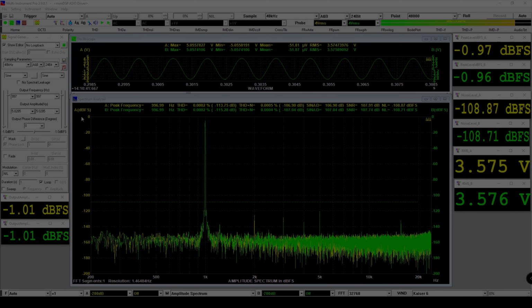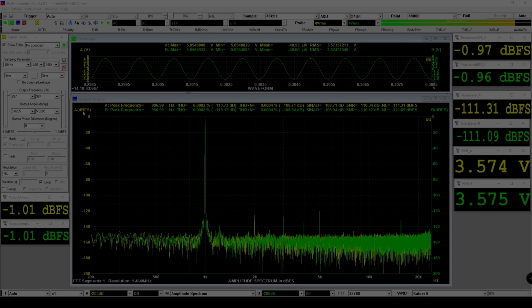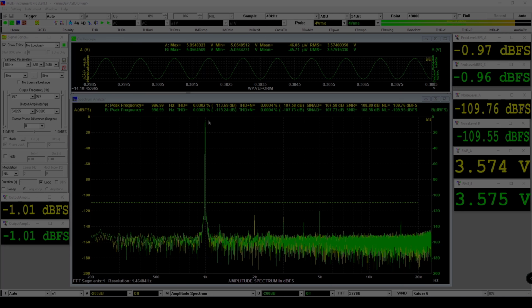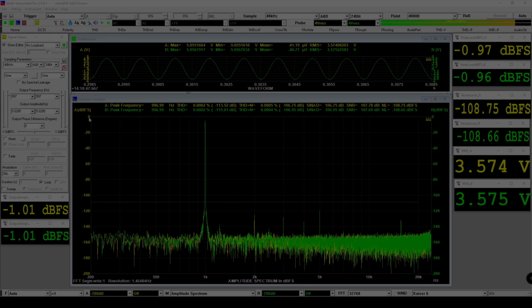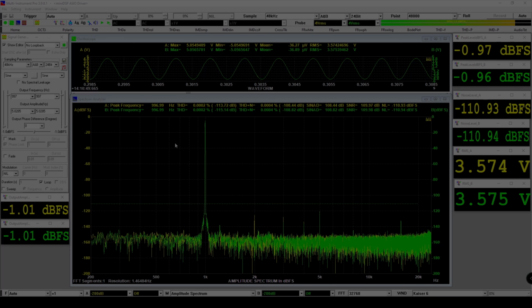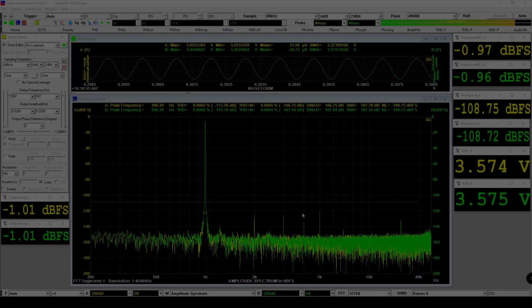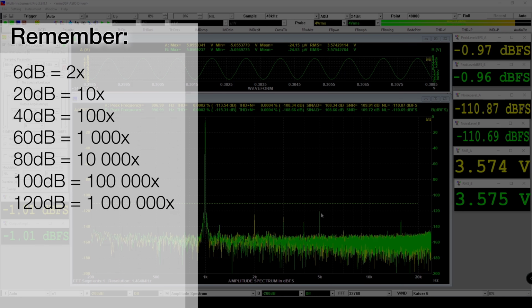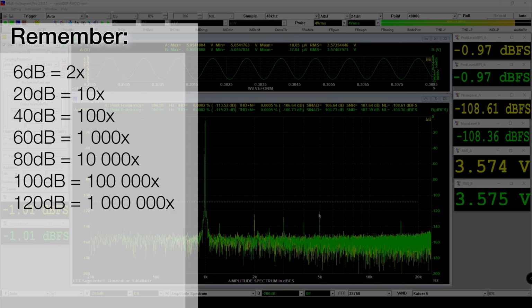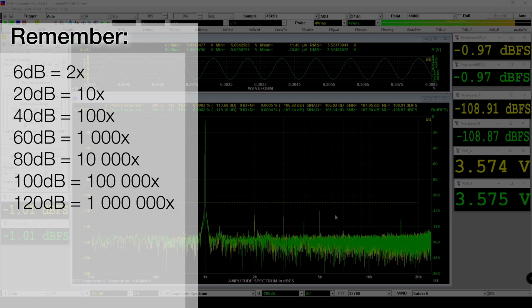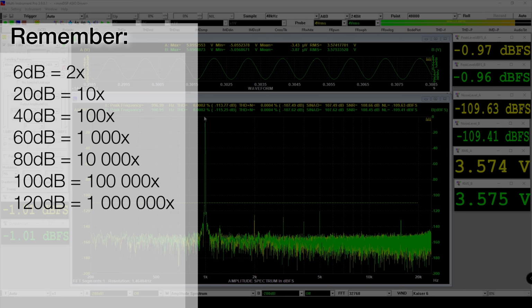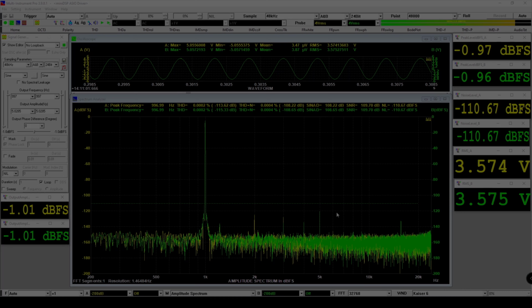Now you may be asking why we don't see the distortion components and the noise in the time domain sine wave. But it's good to remember what these dB numbers mean. Minus 120 dB is 1 million times smaller. So the distortion components are 1 million times smaller than the fundamental. So there's no way you can see it in the time domain sine wave.